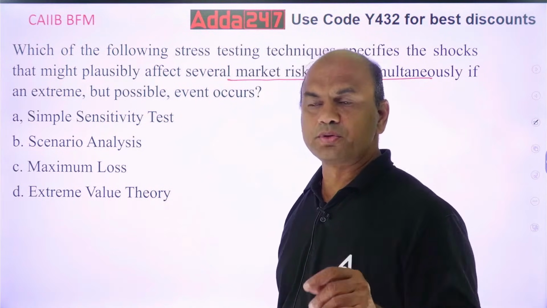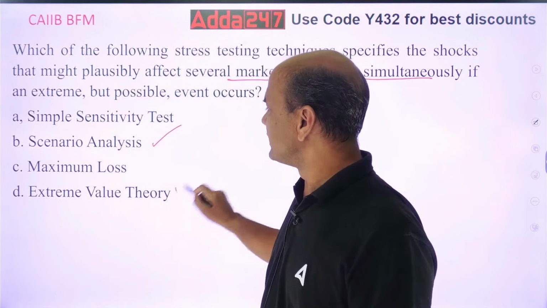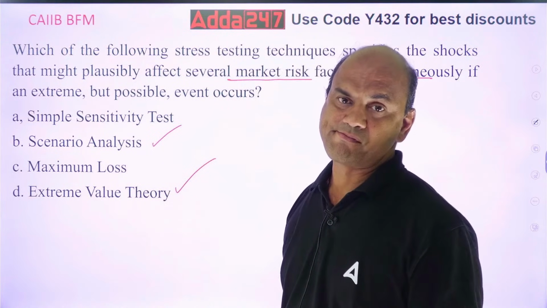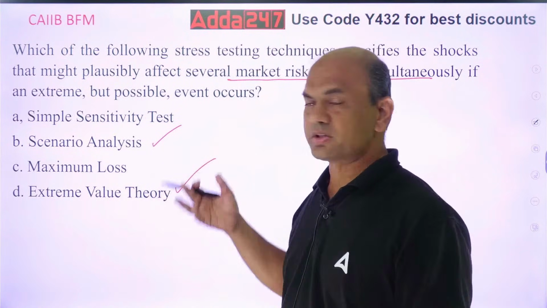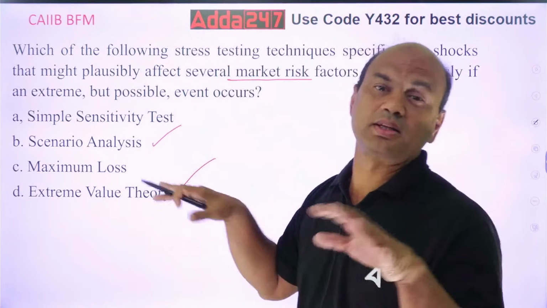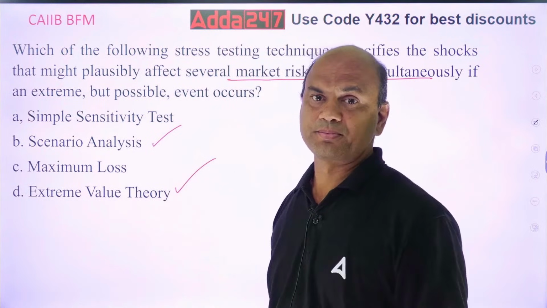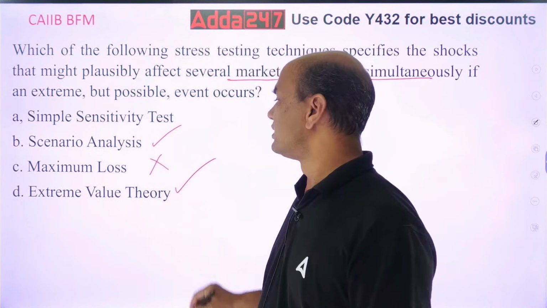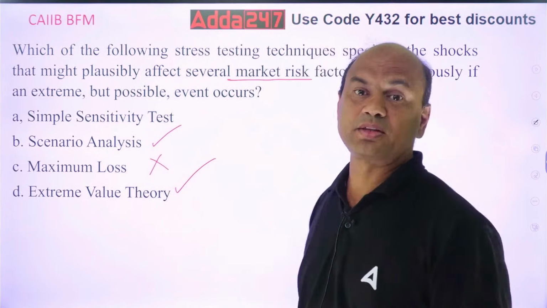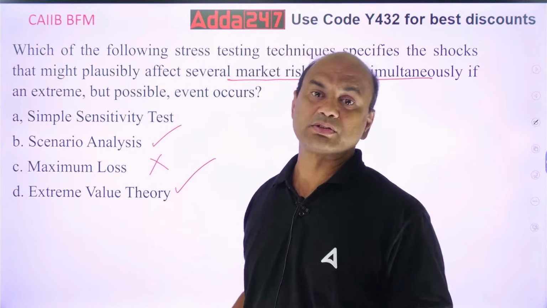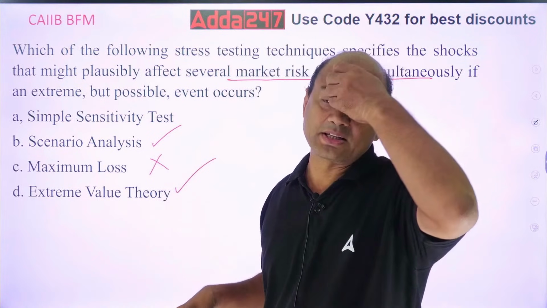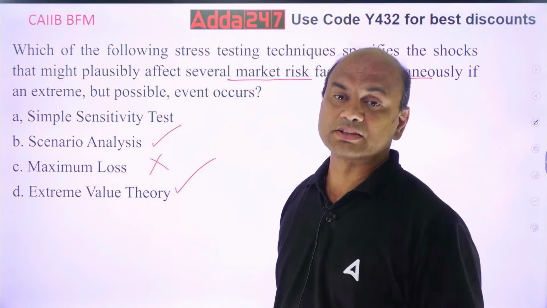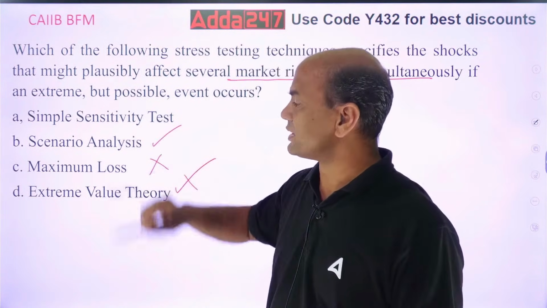Many of you will get confused over here between this and this. Or some of you might think maximum loss, because you might think of all the things coming at the same time, so maximum loss. But it's not the answer. Maximum loss is not the answer. EVT is also not the answer, because EVT is different. EVT is not all the things coming at the same time. EVT is basically the market crashes like never before. That's called a tail concept. So this is also not true. The true one is this one.